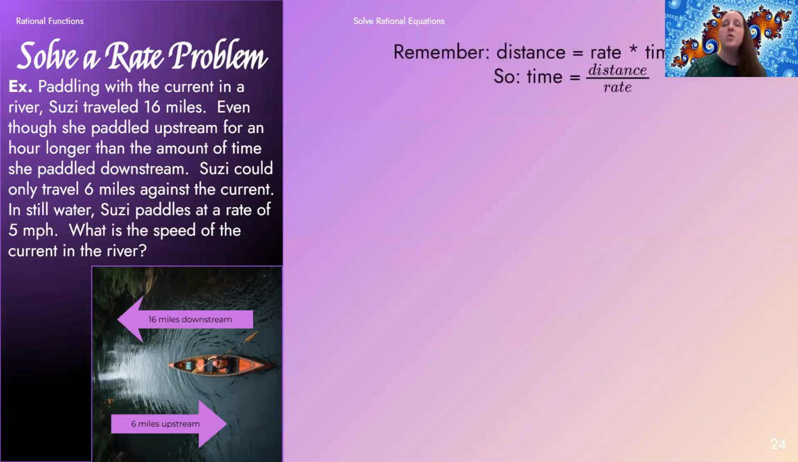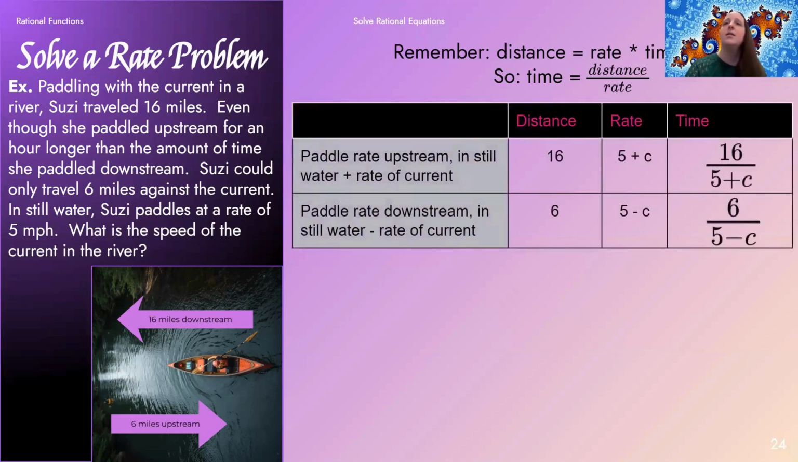Okay. So we know that distance equals rate times time. So time equals distance divided by rate. So the distance she paddled upstream or downstream, in this case, is 16 miles at a rate of 5 plus c, right? 5 plus the current. Okay. And then downstream, she traveled 6 miles. Okay. And that's 5 minus c. So 5 miles against the current.